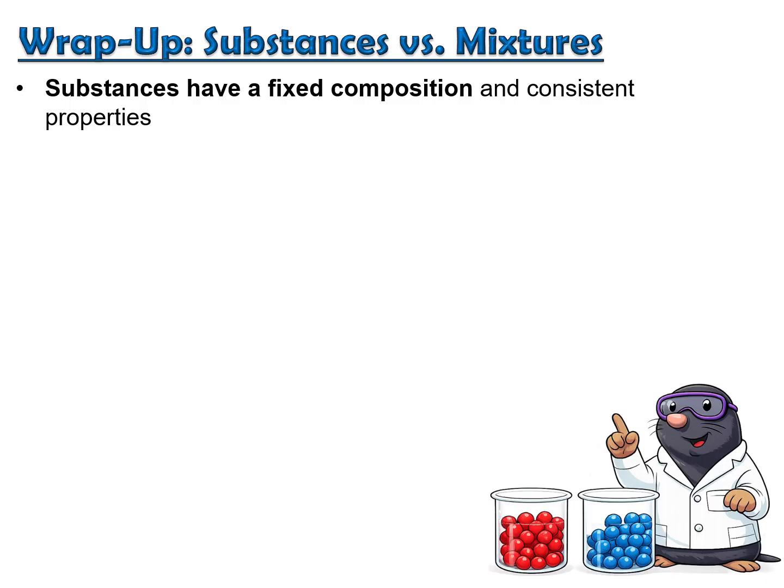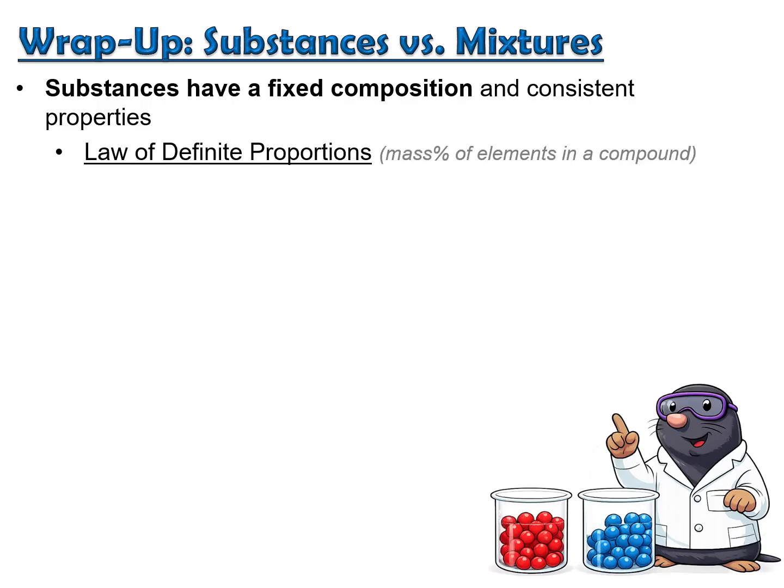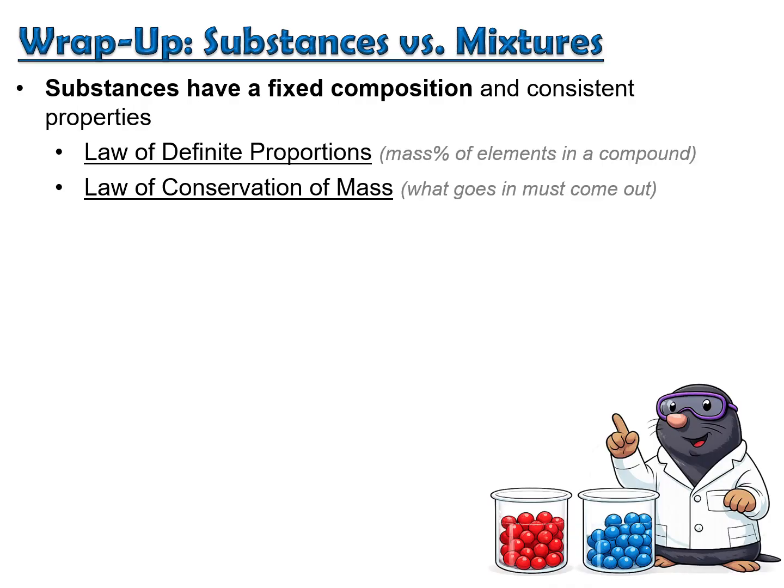All right, so our wrap up. Substances have a fixed composition and consistent properties. And that's because of the law of definite proportions, and we can calculate mass percent. So that's that one. And then we can also use the law of conservation of mass in order to work with some more, because we know that matter is neither created nor destroyed during a chemical change. And remember what I said as a summary was what goes in must come out.